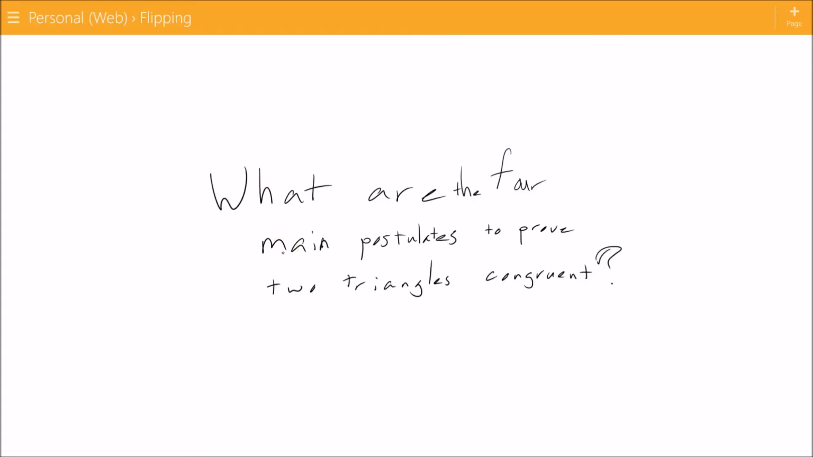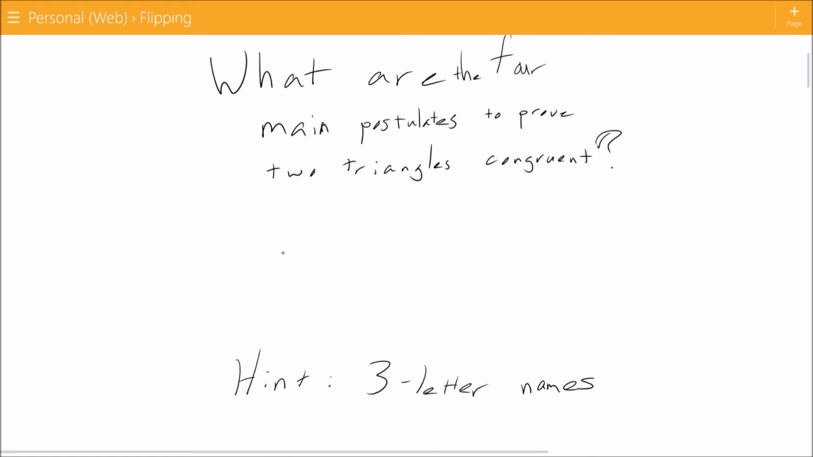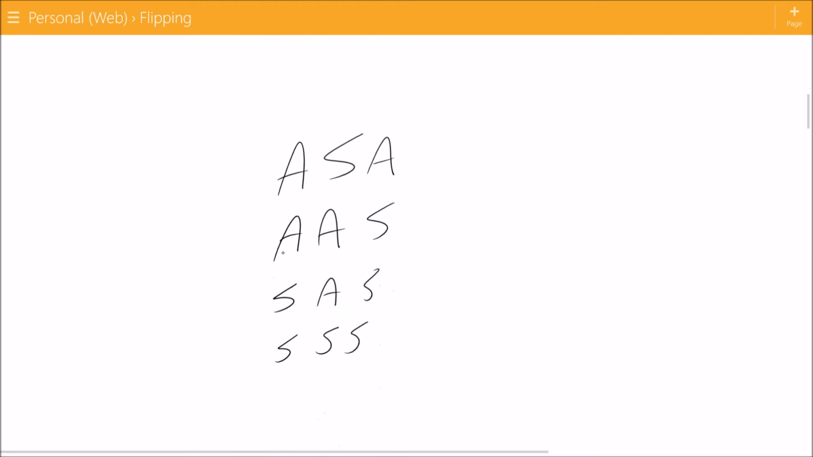Hello. First of all, before we start talking about triangle similarity, which we shall, let us review the four main postulates to prove that two triangles are congruent. Here's a hint. These all have three-letter names. What are they? ASA, AAS, SAS, SSS: angle, side, angle; angle, angle, side; side, angle, side; and side, side, side.